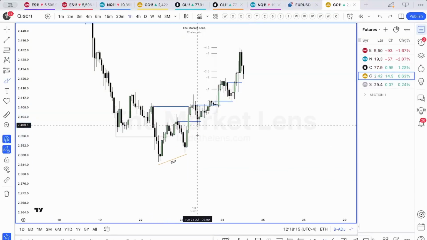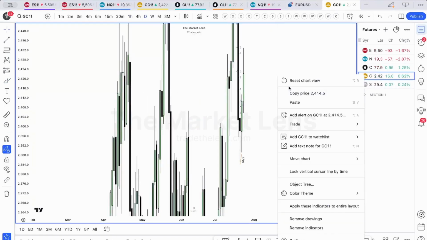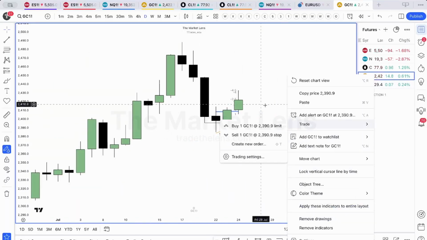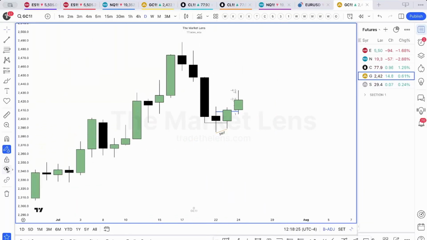But when we don't have a perfect swing point, I just follow the rules set out within my model. So, let's see here, hiding the drawings.